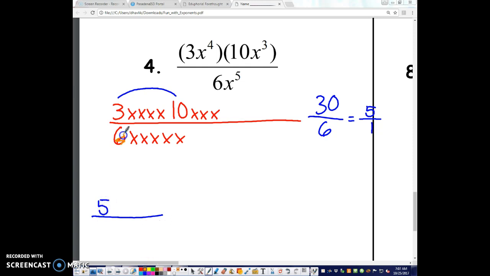All right, so now we've done away with our whole numbers. Now we just need to play that matching game. X is here, X is here, X is here, X is here, X is here. So what's left? 2 x's on top. So there's nothing left on bottom, so you can even just write your answer as 5x squared.